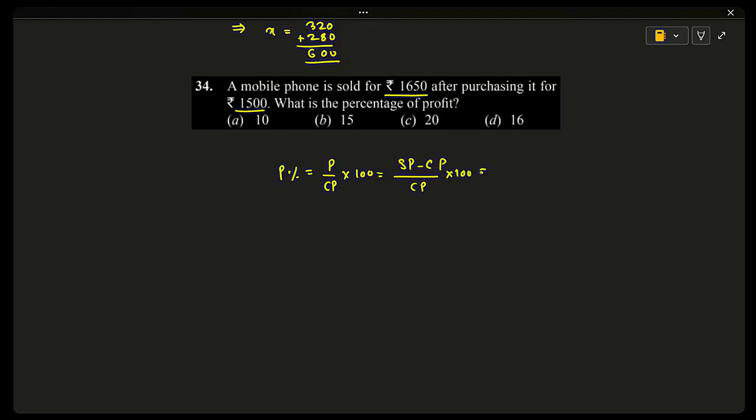So selling price is 1650 and cost price is 1500, divided by cost price, always the denominator is cost price, multiplied by 100. Two zeros cancel. 1650 minus 1500 is 150, and 15 tens are 150. So the answer is 10% profit, option A.